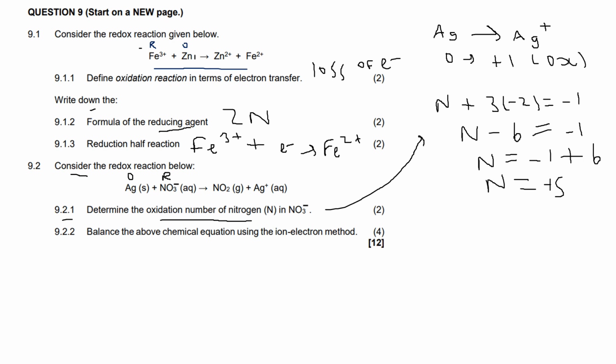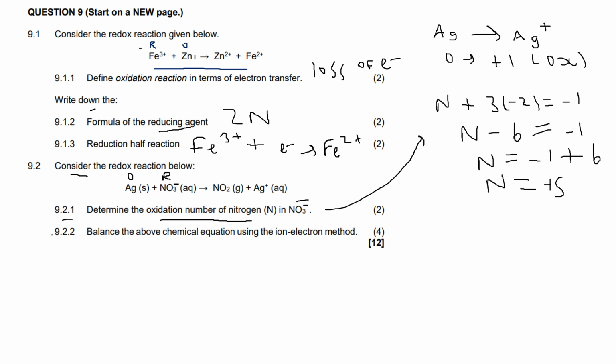If they don't give a charge on top, just equate everything to 0, and the number in the bracket is the ion. If it's group 6, it becomes -2. If it's group 5, it becomes -3. If it's group 1, it becomes +1. Group 2 becomes +2, group 3 becomes +3, and so on. So that will be that for 9.2.1.